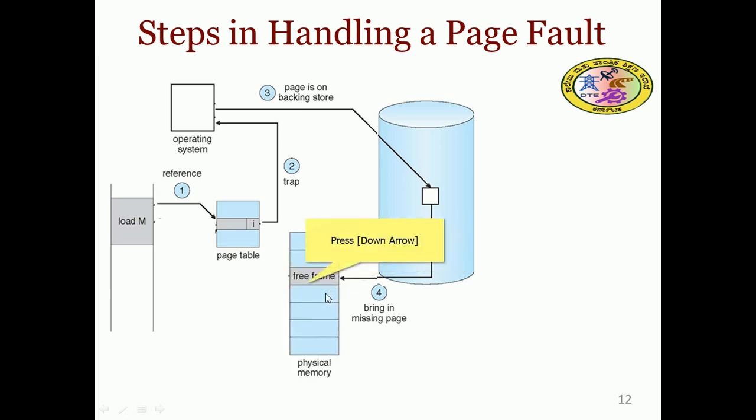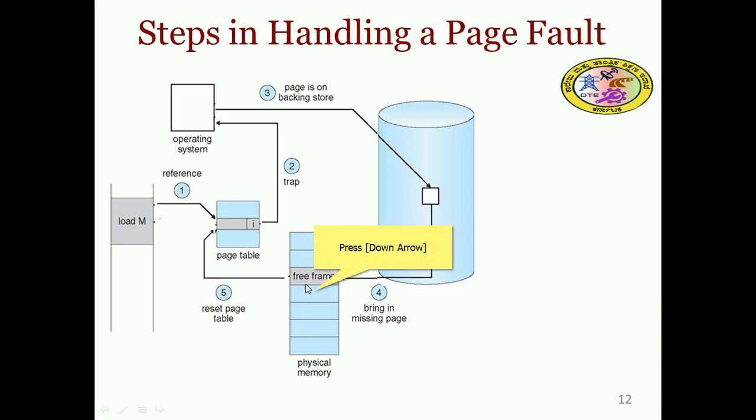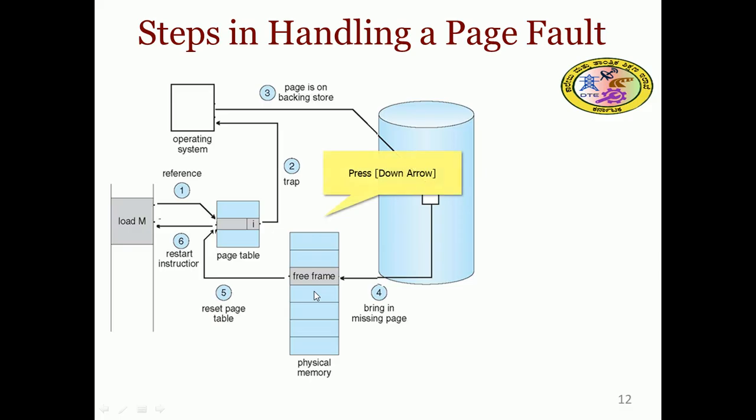So that page frame in physical memory will be pointed to by the reset page table, right? Finally, we restart the instruction when the page fault occurs. Wherever the page is available we need to bring it in. For this there are 6 steps we need to follow.